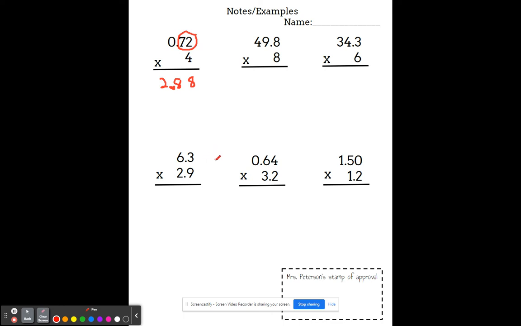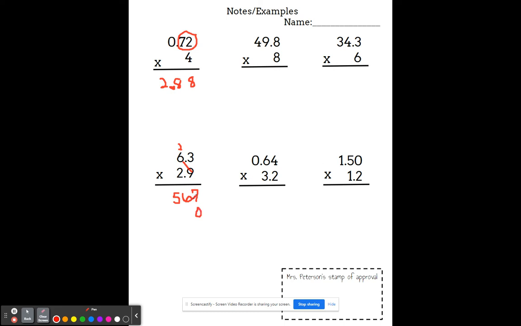Let's do a harder one. So it's 6.3 times 2.9. We're going to just think of it as 63 times 29. So 9 times 3 is your first step. It's 27. Then you're going to do 9 times 6, which is 54 plus 2, so 56.